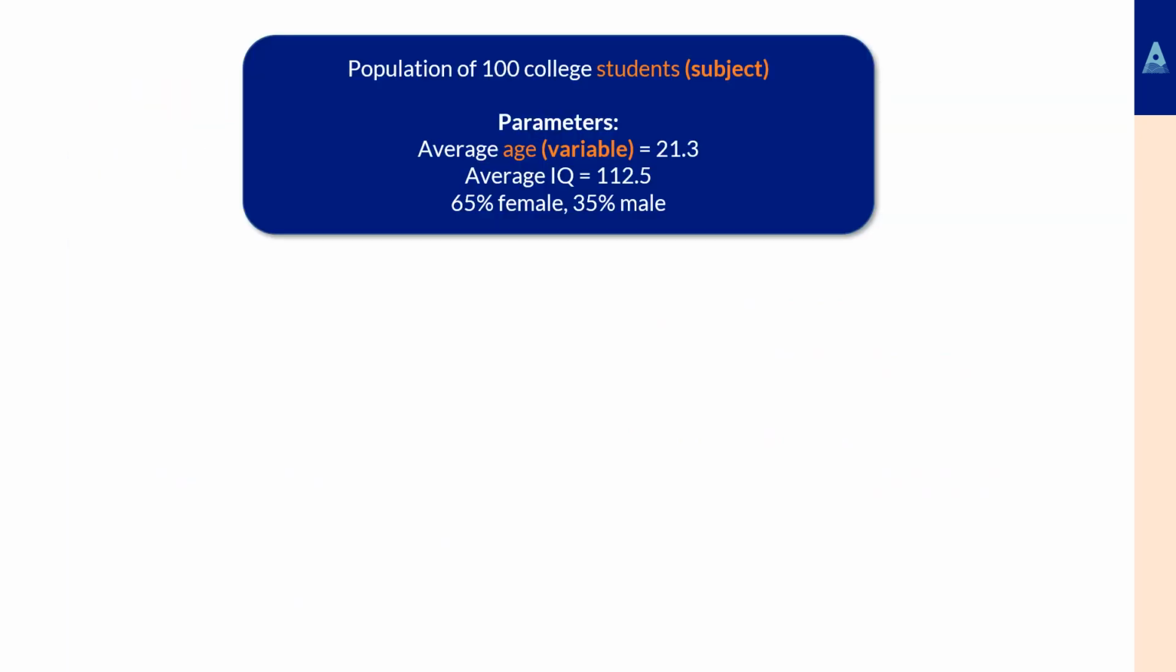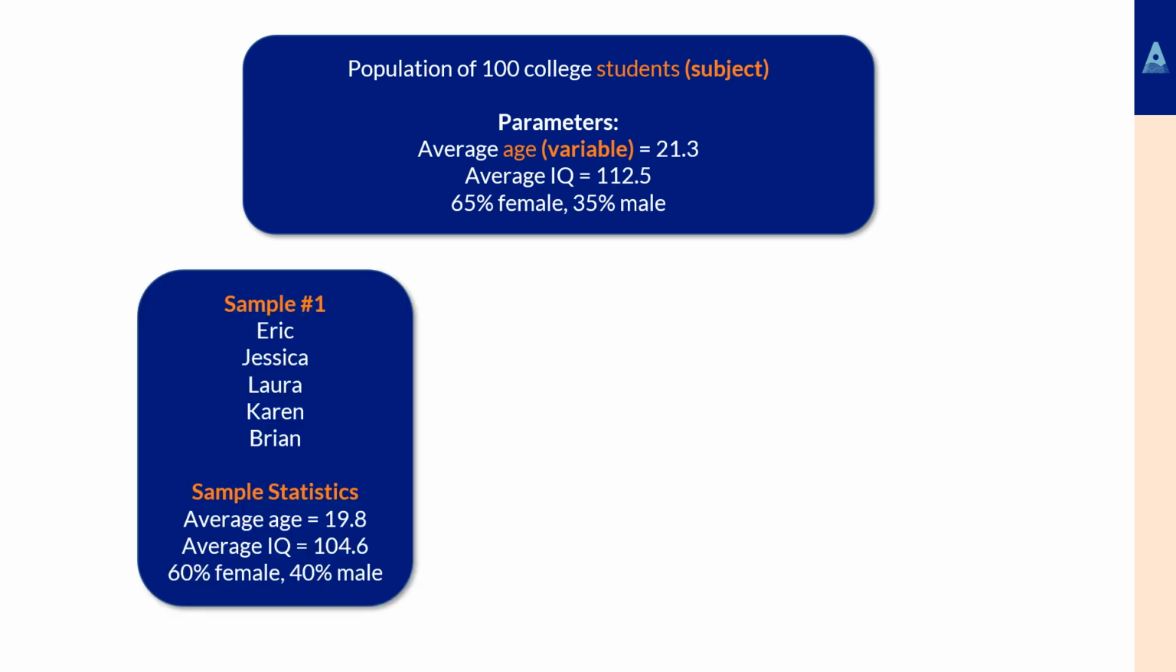Let's look at another example. In this case, we have a population of 100 college students. So student is the subject. The parameters are average age 21.3, average IQ 112.5, and 65% female and 35% male. So you can see in this case, each parameter relates to a single variable: the age variable, the IQ variable, and the sex variable. Then we take a sample.